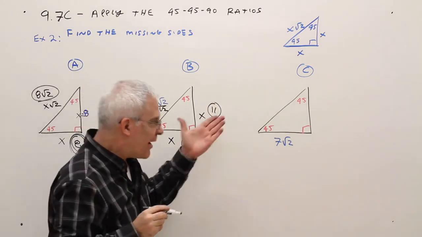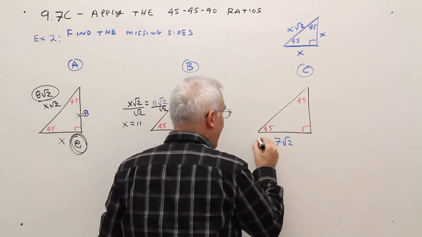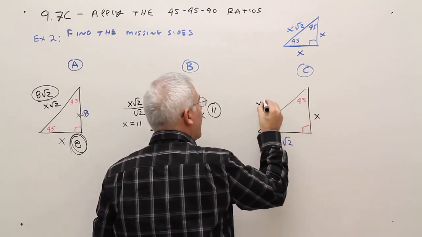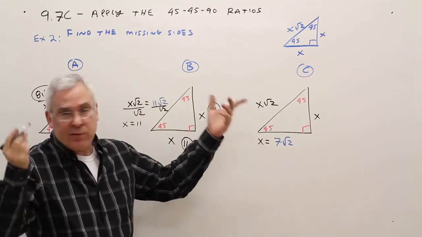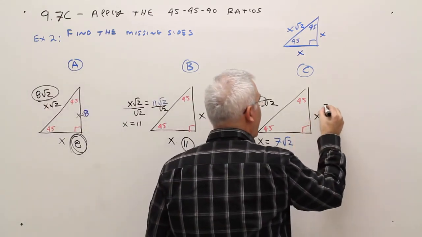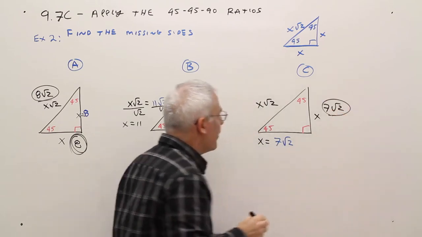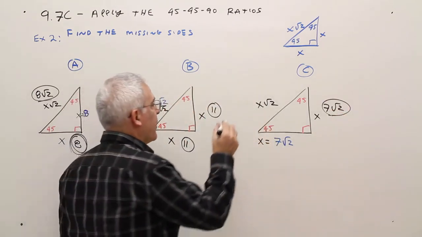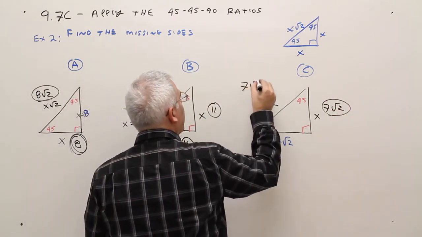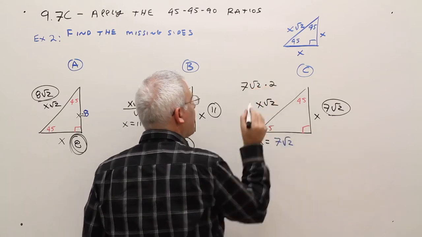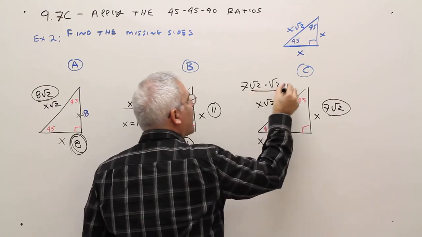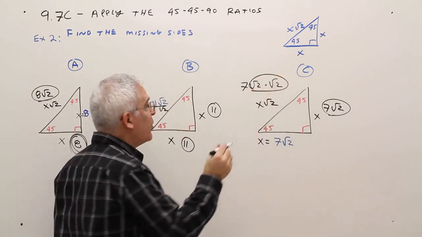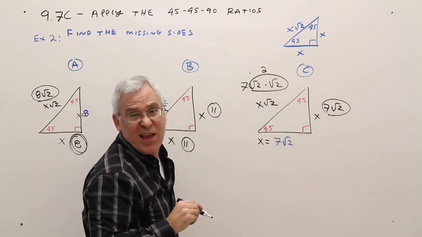Okay, over here again, let's label. The legs are x, x radical 2. All right, so they gave me x is 7 radical 2. So we're also 7 radical 2 over here. Now I'm going to multiply. So it'll be 7 radical 2 times 2, times radical 2. And then radical 2 times radical 2 is 2. And then 7 times 2 is 14.